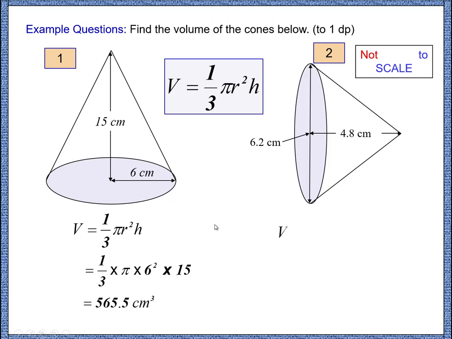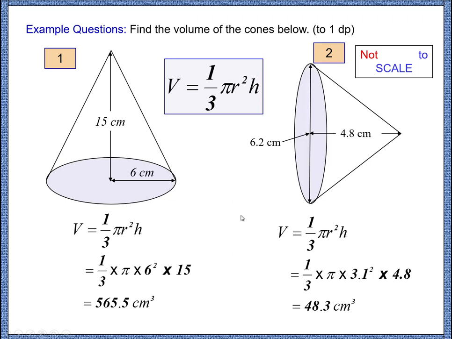And question 2, V equals 1/3 pi r squared h. I'm pretty sure you can work that out now. Our diameter is 6.2, so our radius is going to be half of that, which is 3.1, and the perpendicular height is 4.8. So 1 over 3 times pi times 3.1 squared times 4.8. Plug it into your calculator and you should get 48.3 centimeters cubed.